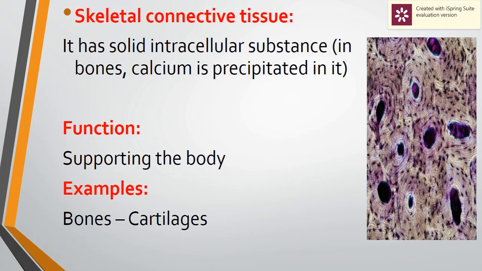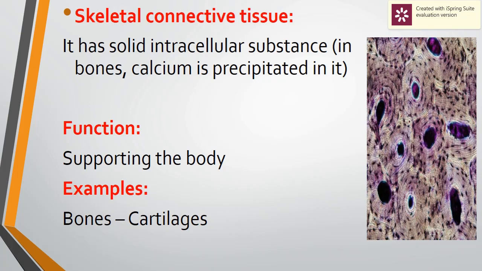The calcium is deposited inside it. According to the percentage of deposition of calcium, it may be bones or cartilage. In the case of bones, it is precipitation of calcium. And their main function is to support the body. The bones and cartilage are supporting the body. So the skeletal connective tissue has a solid intercellular substance, which is mainly calcium in bones.